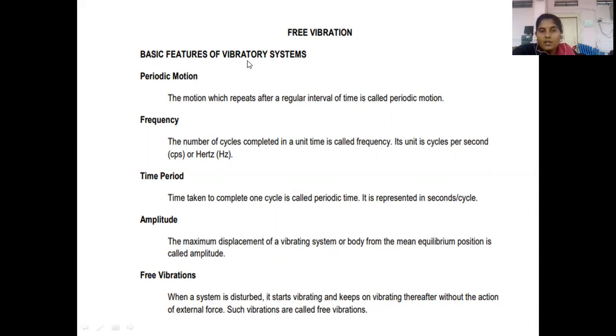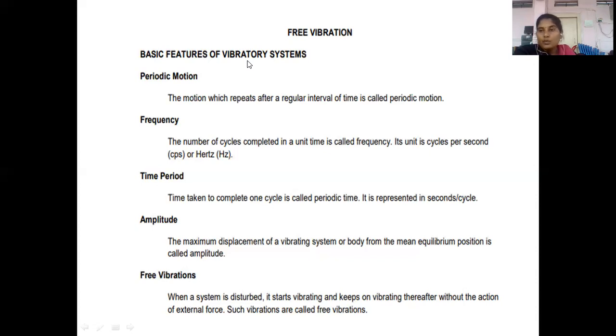Next one is the time period. Okay, these all definitions are very important as far as the derivation part. The time taken to complete one cycle is known as periodic time. Okay, the time taken to complete एक cycle complete होण्यासाठी जो काही required time आहे, that required time is known as a time period. The time taken to complete one cycle is called a periodic time. It is represented in seconds per cycle.